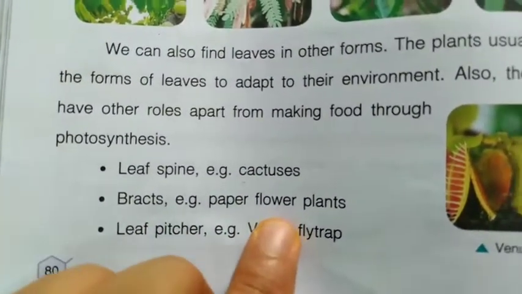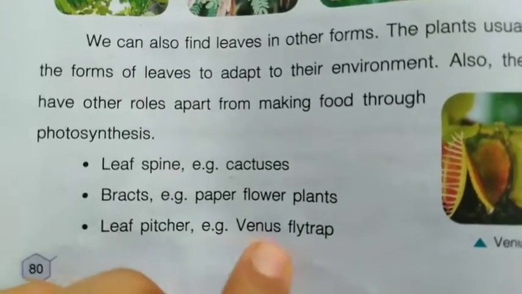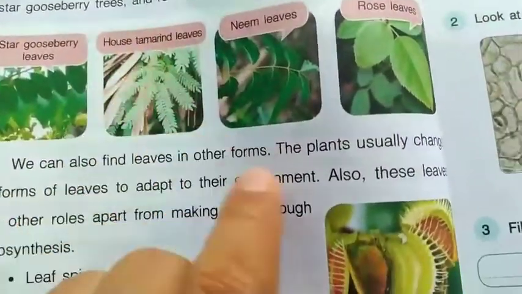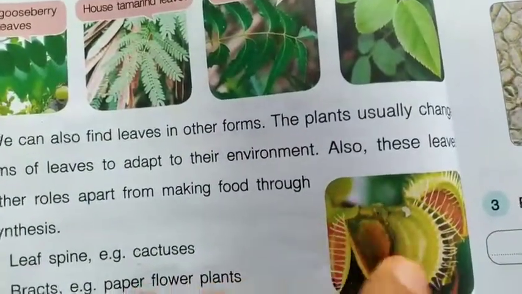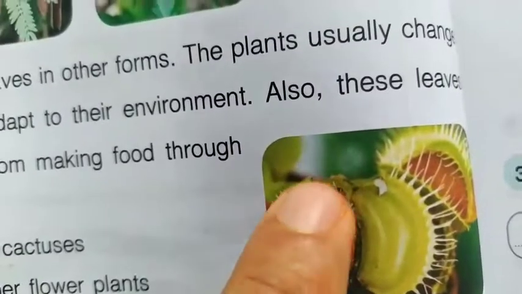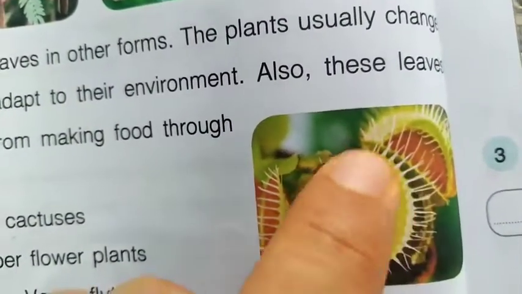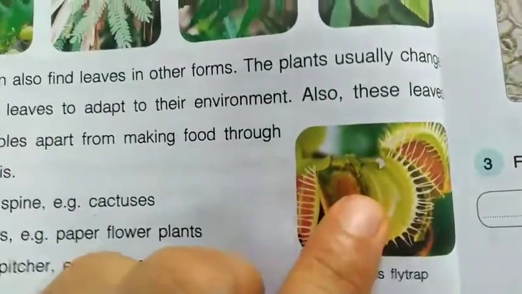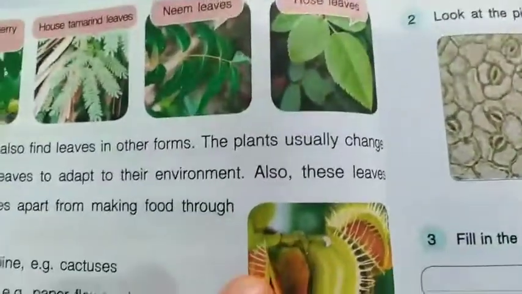Bracts, like in paper flower plants. Leaf traps, like the Venus flytrap. Look at that. Where is the green color? There are no leaves, so it uses other means of making food. Any insect that comes to this trap would be trapped and eaten. The Venus flytrap shows that even plants are actually living organisms.